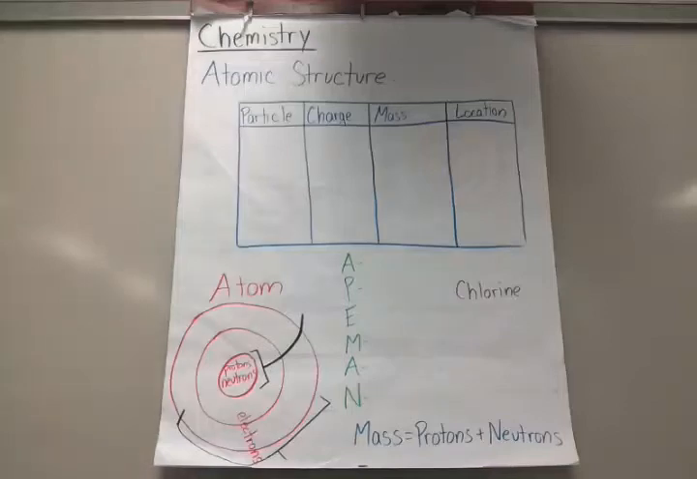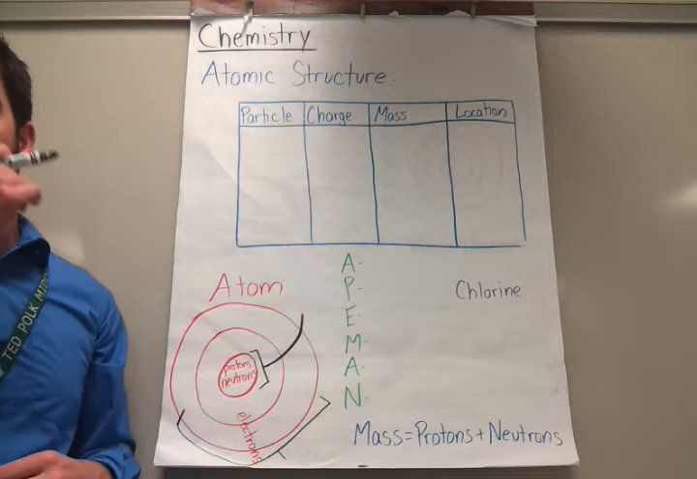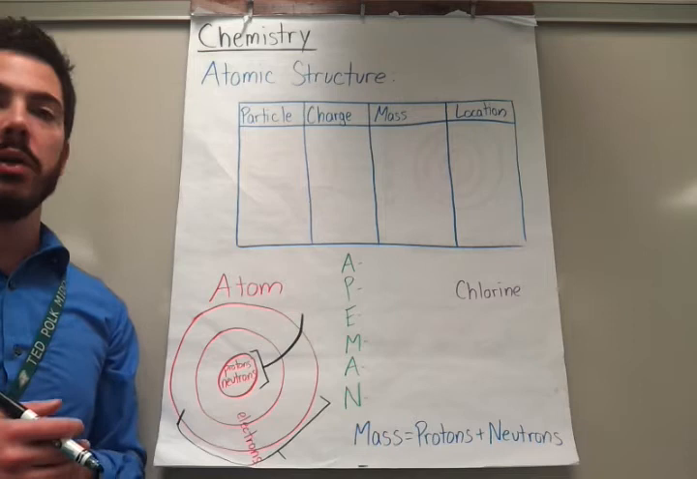Okay, this is going to be kind of a super fast review of pretty much everything we've talked about this semester in preparation for our semester exam. I'm going to start off with the chemistry unit, then we'll move from chemistry to biology, and then from biology to physics. So starting off real quick with chemistry, we've got atomic structure.